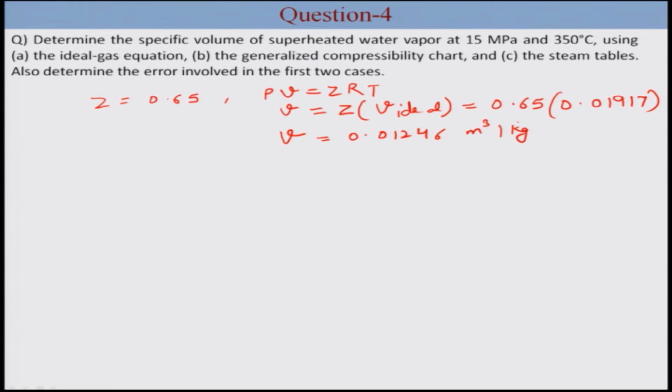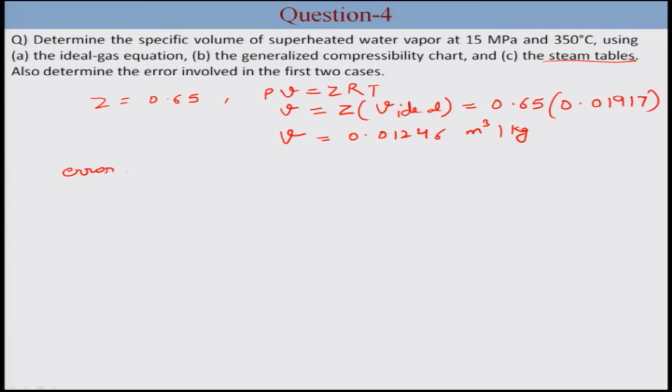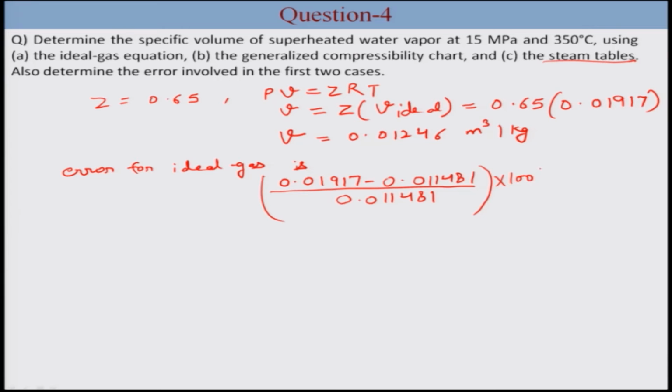We also have to calculate the error involved in the two compared to the steam values from the steam table. So, if we see in the steam table at 350 degrees Celsius, the value of V is 0.011481. So, error for ideal gas is 0.01917 minus 0.011481 divided by the value from the steam table, multiplying it by 100 to get the percentage error. So, this comes out to be 66.97%. So, the percentage error is very high.